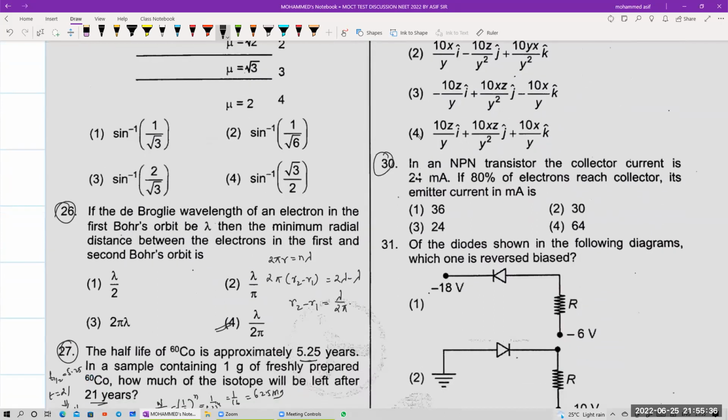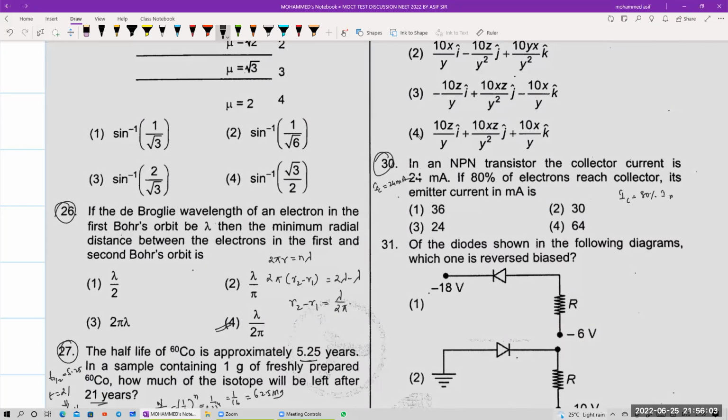Look at semiconductors, beta. NPN transistor, the collector current is given as IC equal to 24 milliampere. 80% of electrons reach the collector. Its emitter current in milliampere will be equal to how much? So collector current is equal to how much for me? 80% of your base current, isn't it?